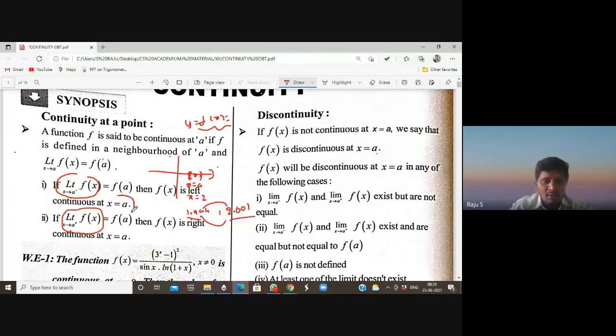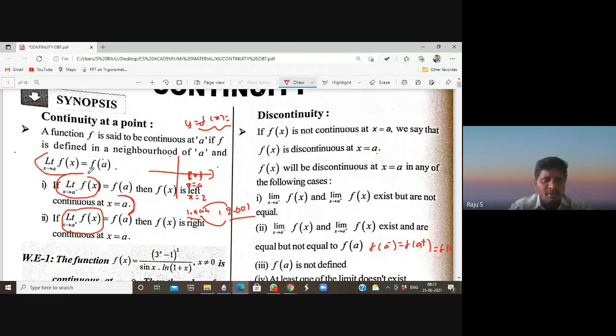If both are equal to f of a, then we can say that f of x is continuous at the point x is equal to a. So left hand continuity exists and right hand continuity exists, and both are equal also. Already we have seen that f of a minus, nothing but left hand continuity, should be equal to f of a plus, right hand continuity, which should be equal to f of a. Then only we can say that the function is continuous at x is equal to a.